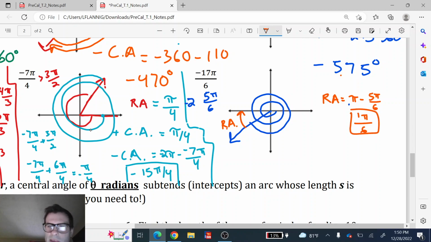Then you have the positive coterminal angle. This is when you are going to start from here and just go until you hit this position right here, which ends up being a full pi because it's the 180 degrees, and then the other pi over 6. So it'll be pi plus 1 pi over 6, and that ends up being 7 pi over 6.